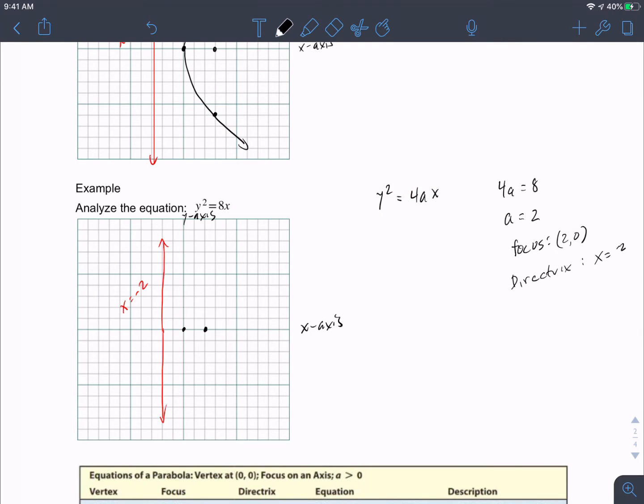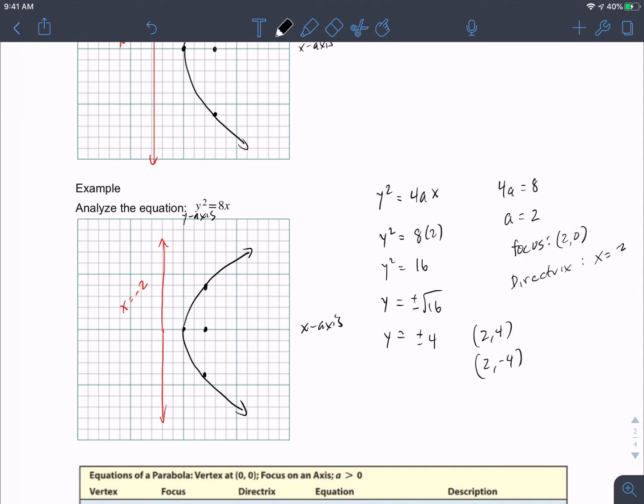We're going to use the focus to find some points on this thing. So if we do that, we're going to get y squared is equal to 8 times 2. And so y squared is equal to 16. So y is equal to plus or minus the square root of 16, or y is equal to plus or minus 4. So the points that we're given are 2, 4 and 2, negative 4. And so when I connect these points, this is the parabola.